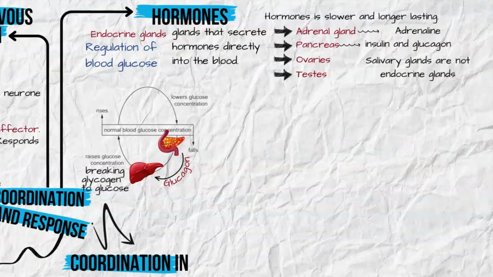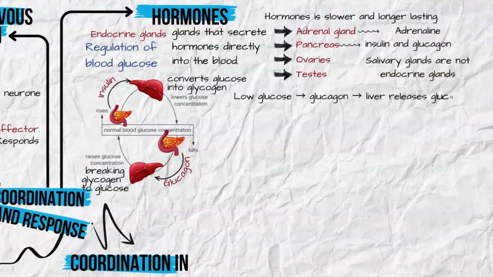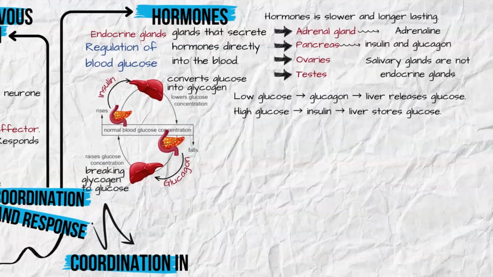High blood glucose. When glucose in the blood is too high, the pancreas releases insulin. Insulin targets the liver. The liver converts glucose into glycogen and stores it. This lowers the blood glucose level. So it's simple. Low glucose, glucagon released. Liver releases glucose. High glucose, insulin released. Liver stores glucose.